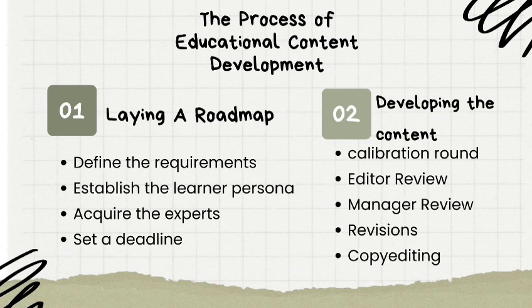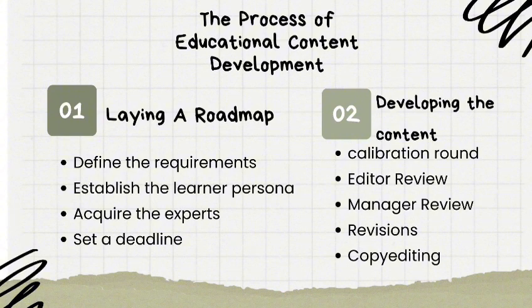The process of educational content development. Here is an overview of how the educational content development process takes place. First is laying a roadmap. The process starts with establishing a plan for the upcoming steps. Since educational content differs firstly in terms of research, time required, expertise, and etc., it is important to address this section before starting.